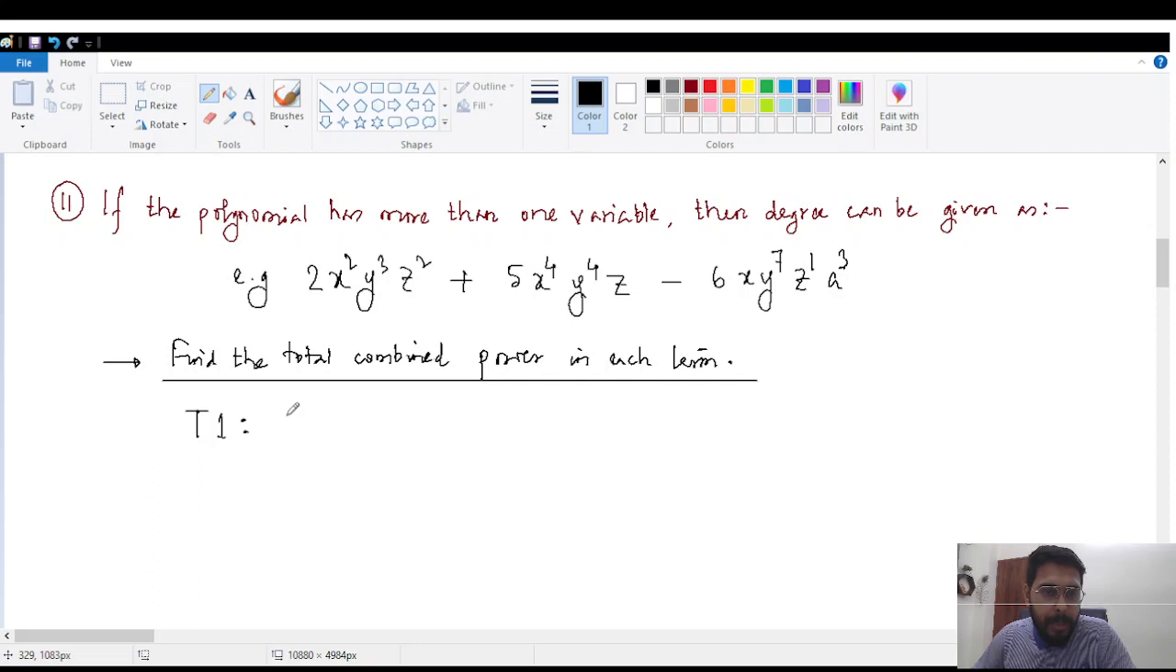Then term 2, what is the combined power? 4 plus 4, and z doesn't have any power, means it has a hidden 1. So it will be 9. And term 3, so there is x which has a hidden power of 1 plus 7 plus 1 plus 3. So it will be 5 and 7, 12. So as you can clearly see, now what is the second point?